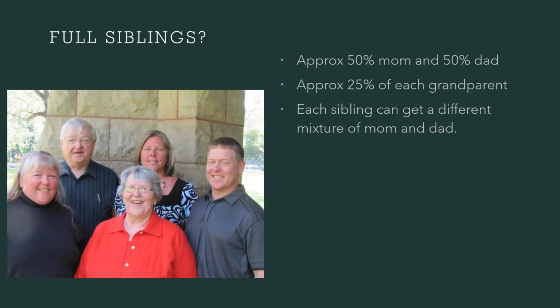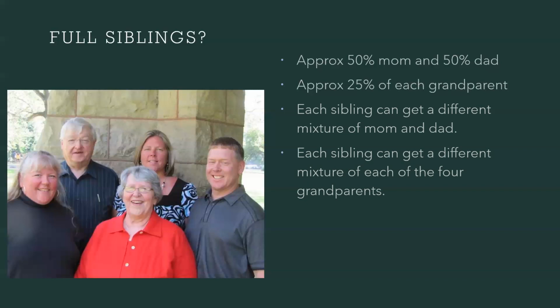Each sibling can get a different mixture of mom and dad. Obviously, we're not talking about identical twins or triplets. What we're talking about are biological siblings or fraternal twins. Each of us gets a different mix of mom and dad. There's some overlap, of course, and sometimes a lot of overlap, but we each get a different mixture. And we can each get different mixtures of the four grandparents based on what we inherit from our parents.